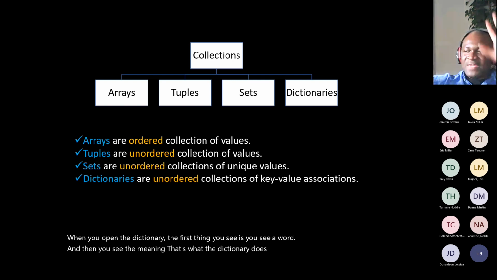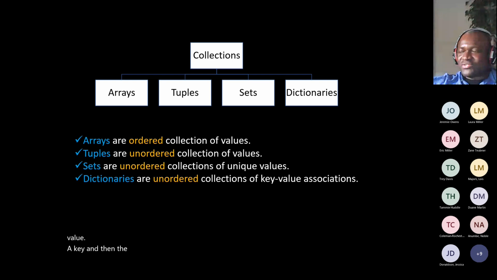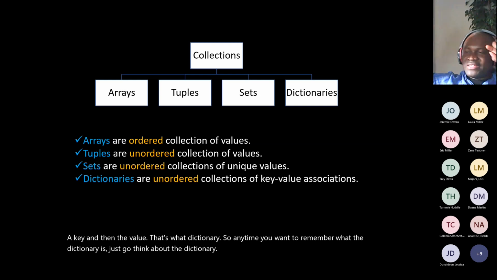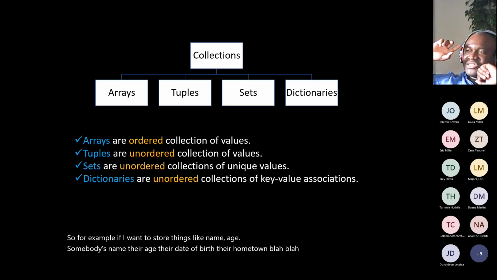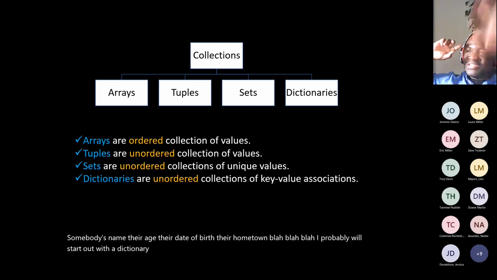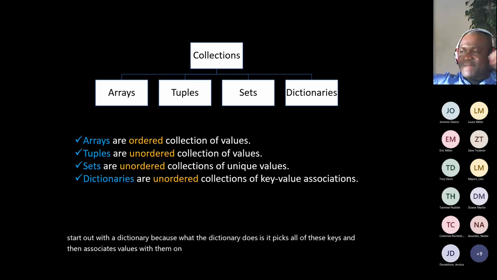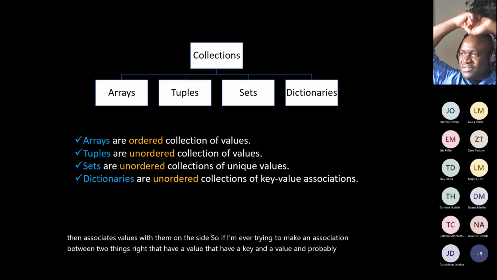So normally you have a key, and then the value. That's what a dictionary is. So anytime you want to remember what a dictionary is, just think about the dictionary. So for example, if I want to store things like somebody's name, their age, their date of birth, their hometown, I probably will store that with a dictionary, because what a dictionary does is it picks all of these keys and then associates values with them on the side. So if I'm ever trying to make an association between two things, that have a key and a value, I probably will be thinking about a dictionary.